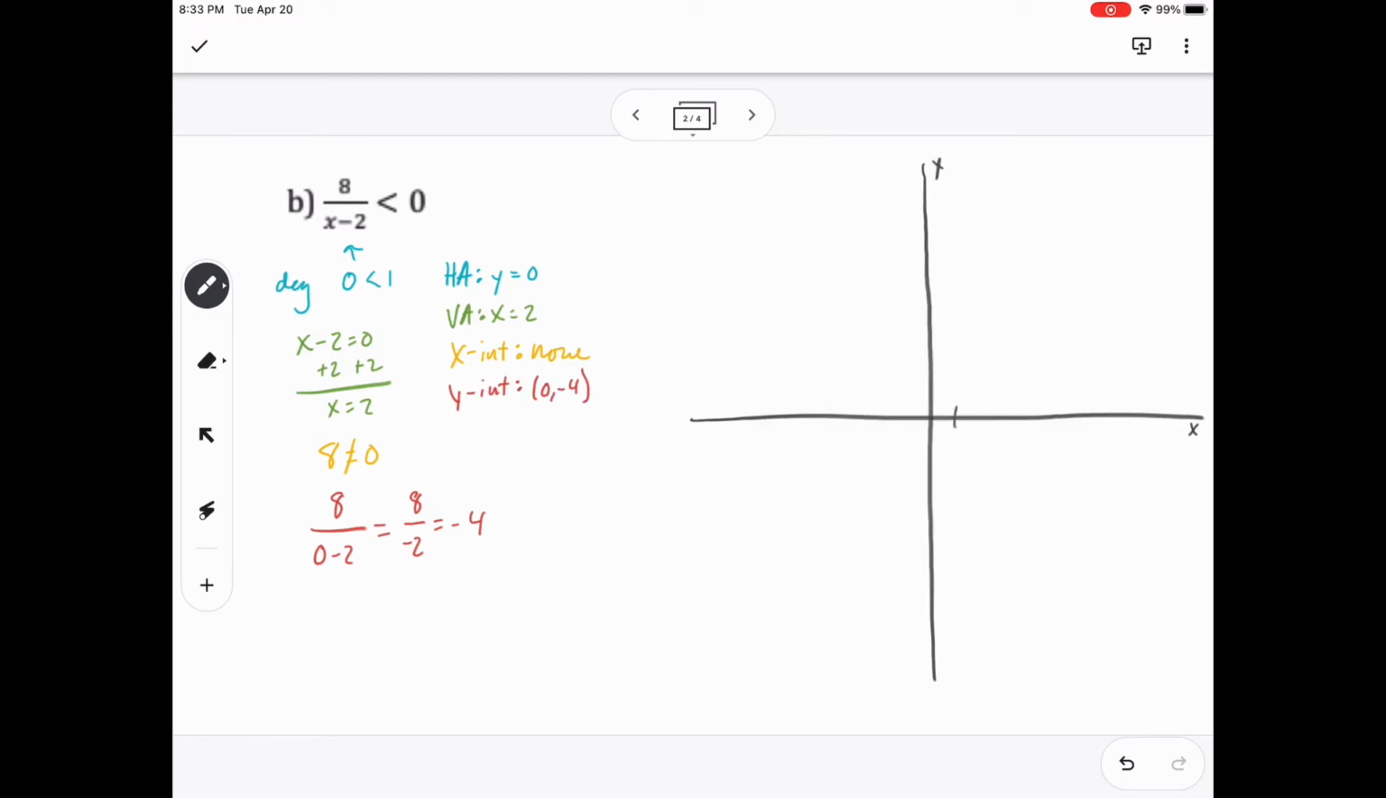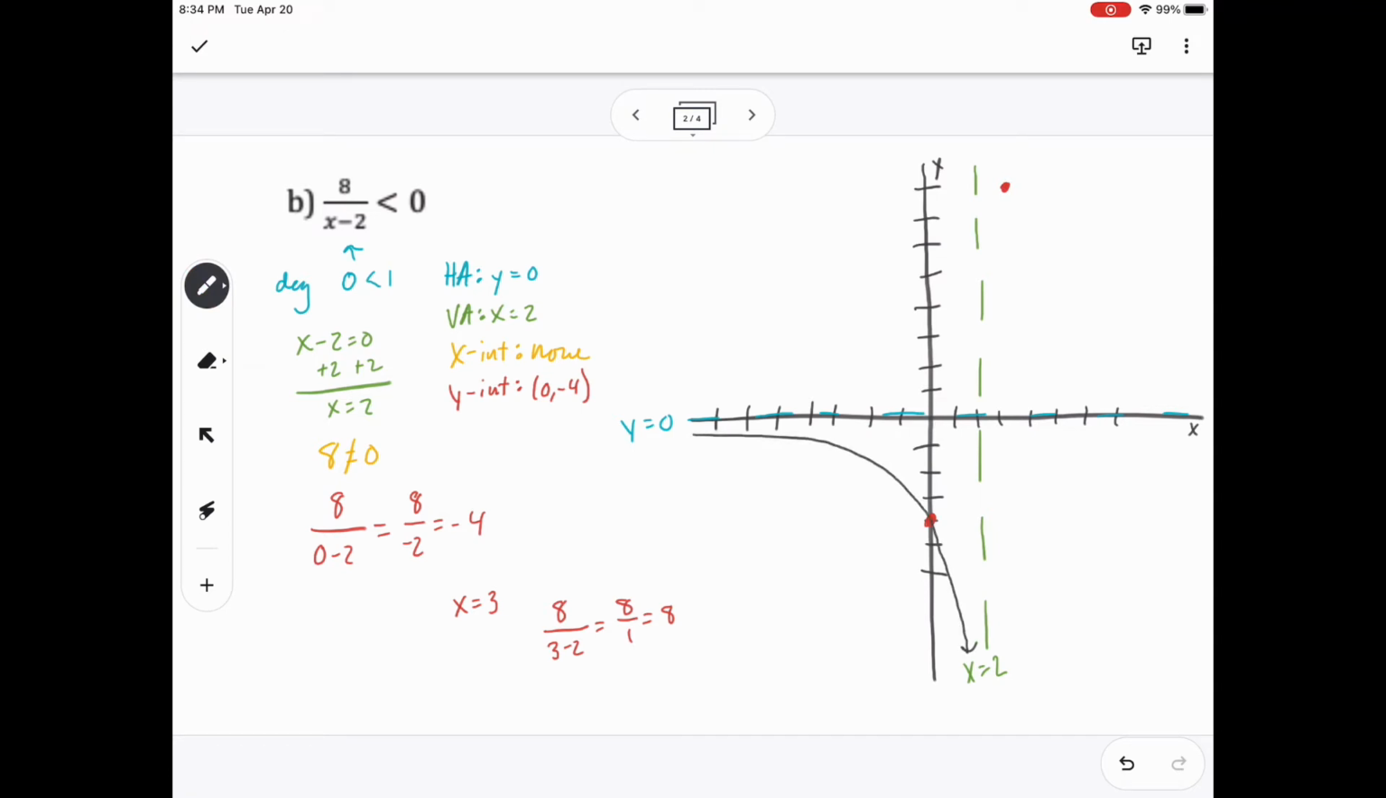I'll graph my horizontal asymptote at y equals 0, then my vertical asymptote at x equals 2, and then my y-intercept of (0, -4). Here I'll need to determine another value that will help me graph. I'm going to pick 3 on the right side of x equals 2, and that gets me 8. So the point (3, 8) I'll be able to put on there. Then I can draw my graph.